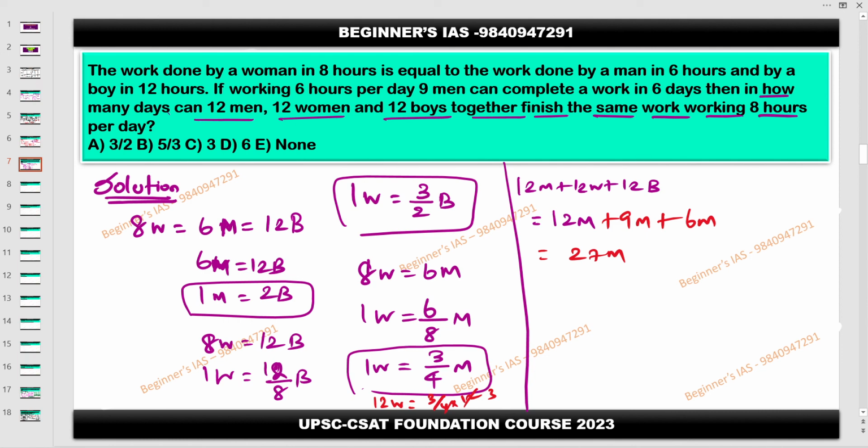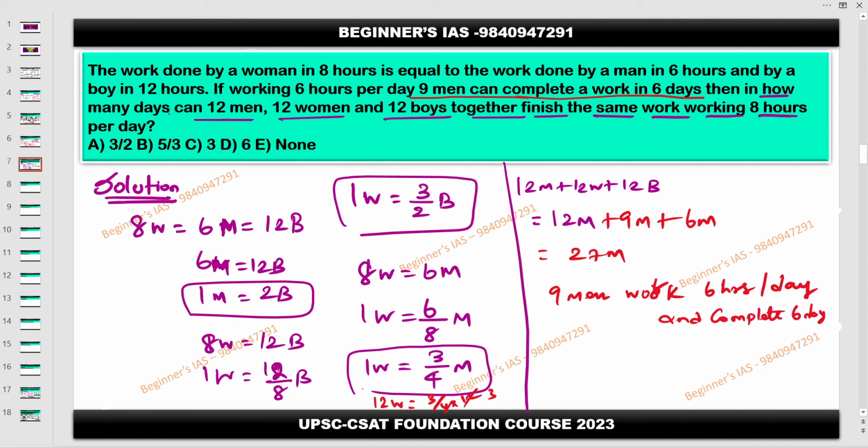So here, what is the given statement? 9 men work in 6 days, 6 hours per day. Yes, sir, 6 hours per day. They can finish in 6 days, sir. Read carefully here. If working 6 hours per day, 9 men complete the work in 6 days. Yes, complete, sir, working 6 days.